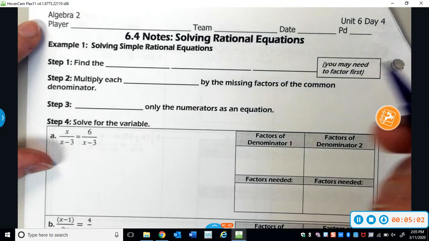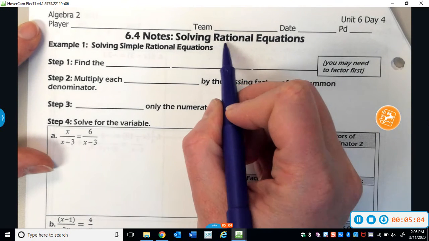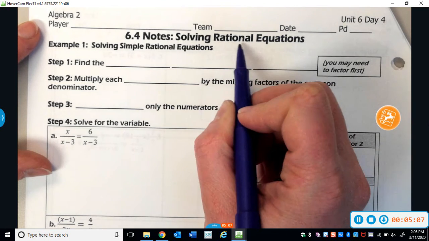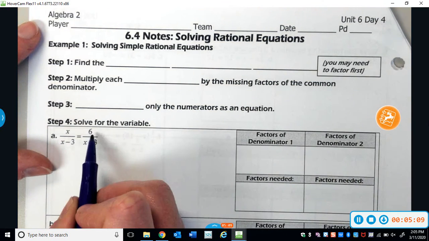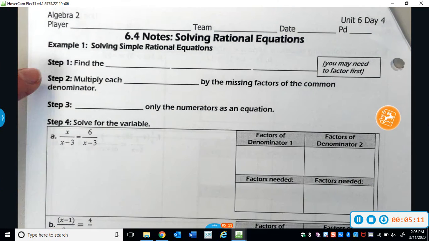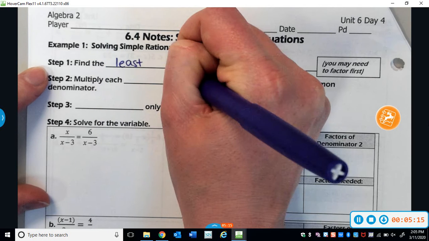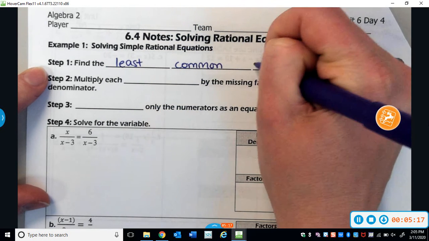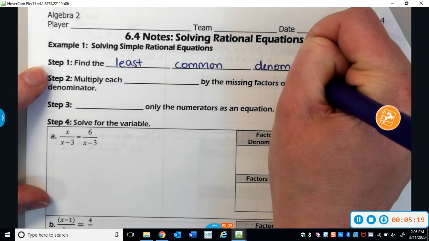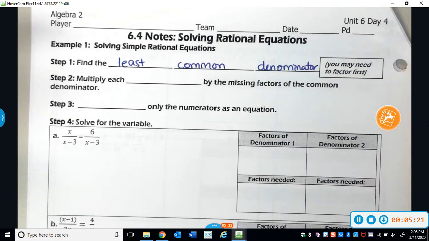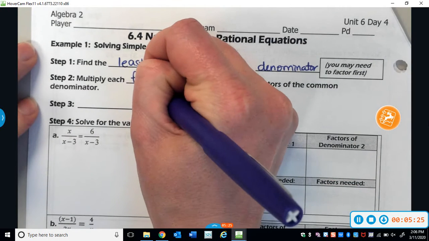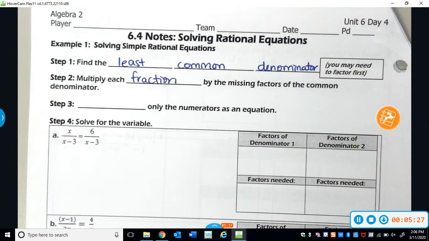So if I'm solving a rational equation, and rational just means ratio, so an equation that has ratios or fractions, like this, I have two fractions, I'm going to start by creating a common denominator. So just like in the last lesson, I'm going to look at the factors of their denominators and see if they're missing anything. And if they are, I'll multiply each fraction by whatever factor it is missing or still needs.